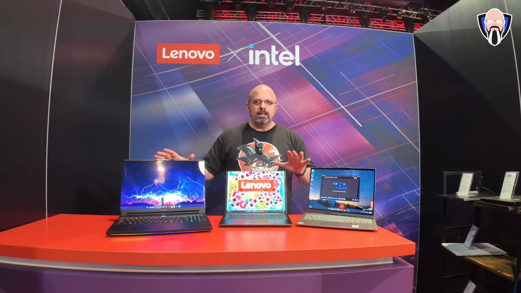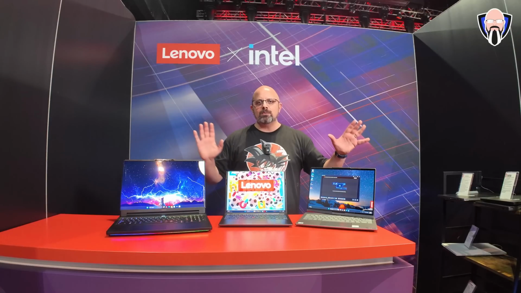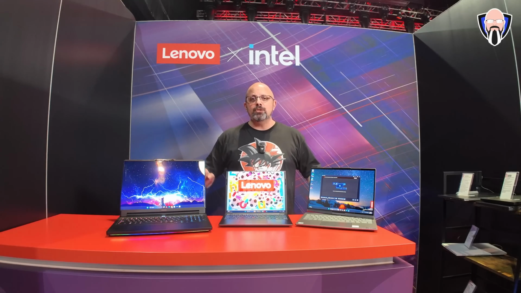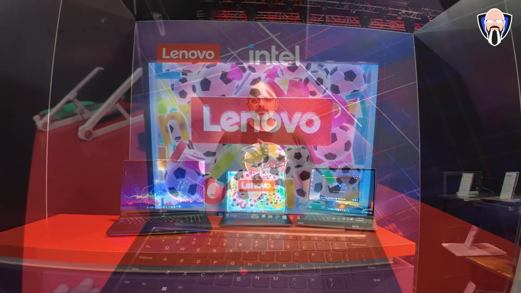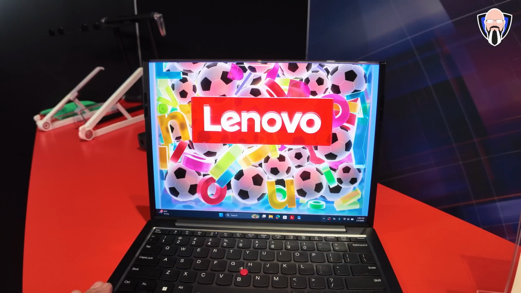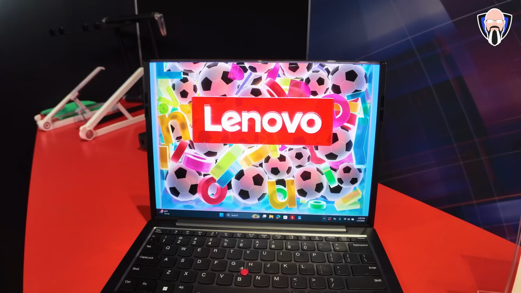So three different laptops, three different rollable experiences. We're going to check them out, see how they're going to make our life even better. And my hope is that they actually do become products that we can pick up. So this is the Lenovo ThinkPad Rollable XD concept. It is an improvement on what we saw early in 2025 with their first rollable concept.